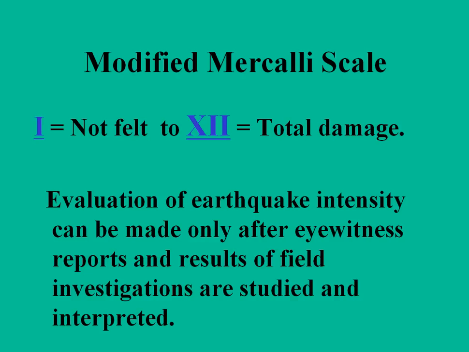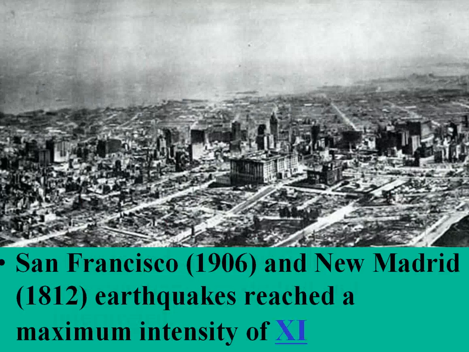And here's the interesting thing. Evaluation of earthquakes' intensity can only be made after eyewitness reports and results of field investigations are studied and interpreted. So you're not actually going to get this rating until after the earthquake happens. Scientists will have to come in, they'll have to look at what the damage was, how the ground moved, and then they'll rank it on a scale of 1 to 12. When we look at the great earthquake of San Francisco that happened in 1906, and the New Madrid Fault quaking in 1812, these earthquakes reached a maximum intensity of 11. So they weren't even as bad as they could have been.